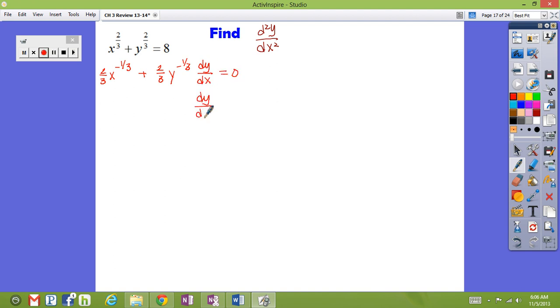So dy dx, move this term over, it will become negative, divide by this term, and you get negative x to the negative 1/3 over y to the negative 1/3. And in another video, I think I simplified that more. Because these are negative, you could flip the fraction, and you could get negative y to the positive 1/3 over x to the positive 1/3. I don't really care if you do that or not, because the question is not what's the first derivative, the question is what's the second derivative. So, in case some of you don't do that, I'm going to use this as the first derivative.